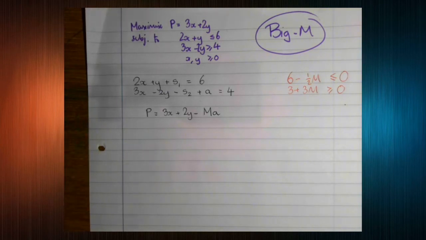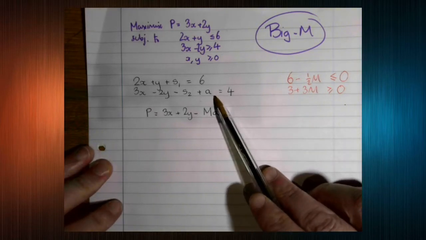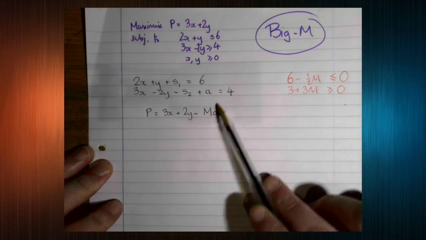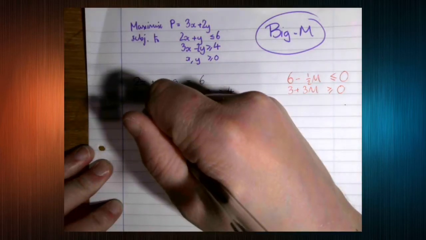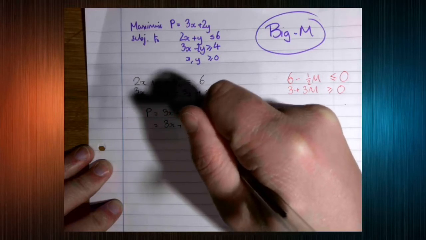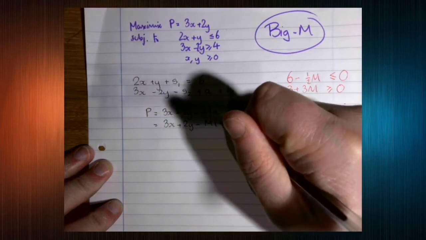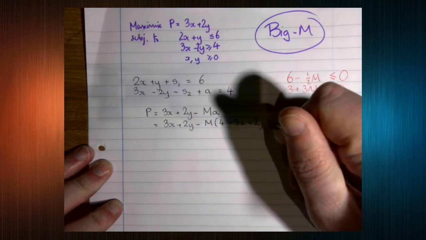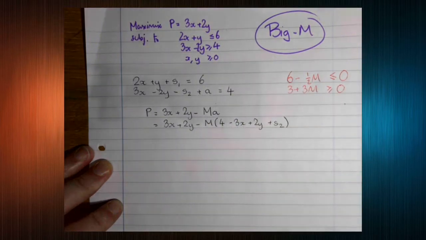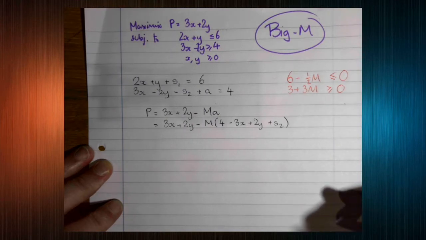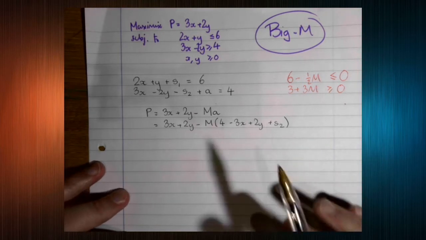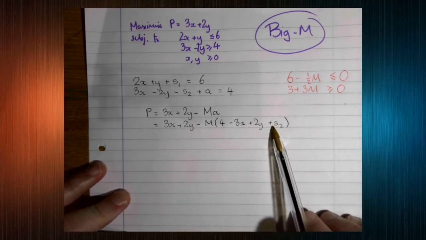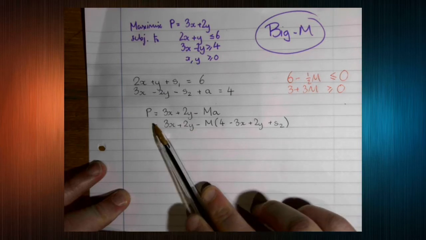We then approach eliminating a from our objective function in the same way that we do for the two-stage method. So we rearrange the equation that has a in it and then get rid of it here. So P is going to be equal to 3x plus 2y minus M lots of 4 minus 3x plus 2y plus s2. We now need to expand it and collect the like terms. Remember, M is a number. All of the variables are my lowercase letters, apart from P.